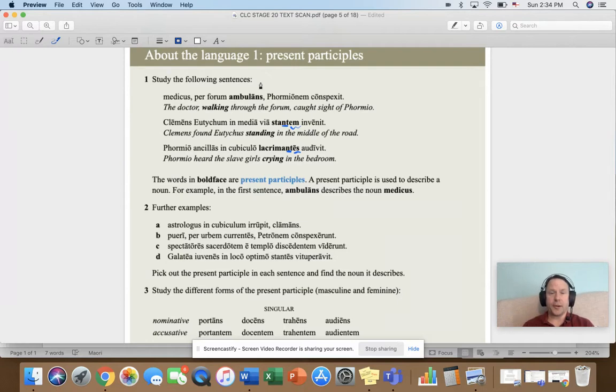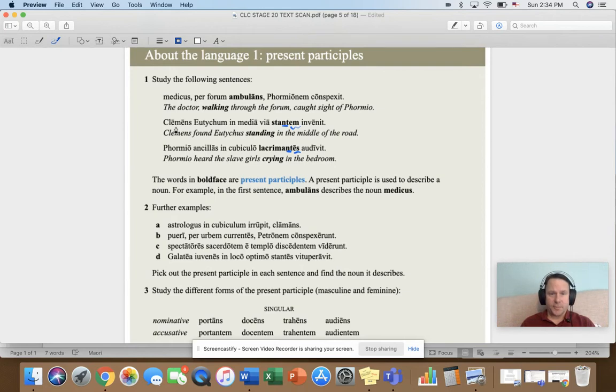And if you remember from your English class, you might remember that participles are from verbs, but they describe nouns, right? So they're verbal adjectives, right? They're from verbs, ambulans from ambulo, ambulare, to walk, but it's used here as an adjective describing here the doctor. So the doctor walking caught sight of Formio, right? Walking through the forum, caught sight of Formio.